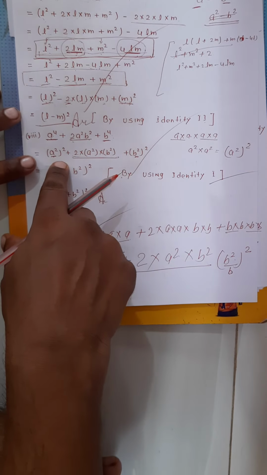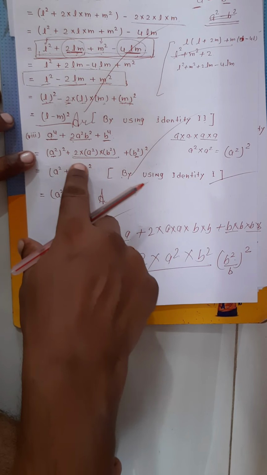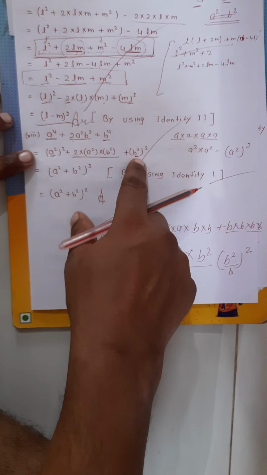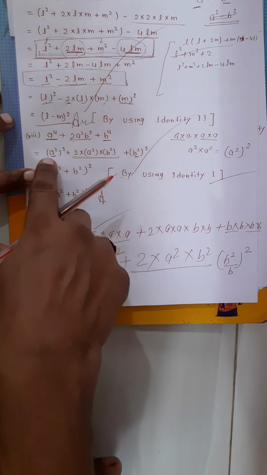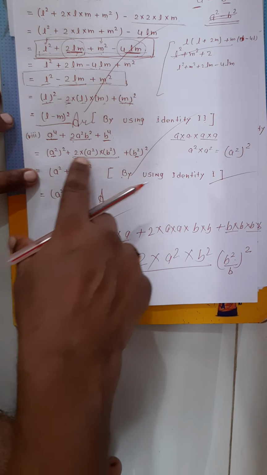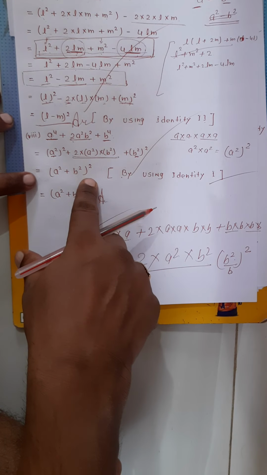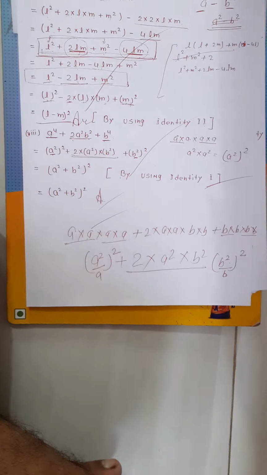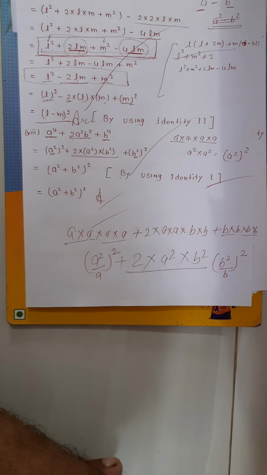That means this is the structure of identity number 1 or 2. Since there is a plus sign with 2ab, it is the structure of identity number first. So our value becomes the whole square of a square plus b square, because the value of a is a square and the value of b is b square. So our value becomes the whole square of a square plus b square by using identity number first. Okay, the question has been completed. Exercise 14.2 question number first has been completed.